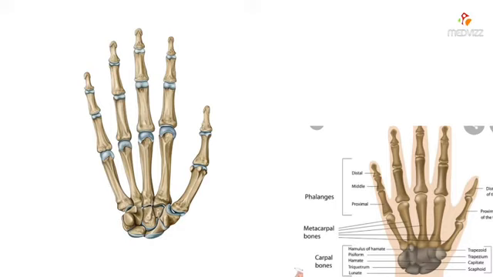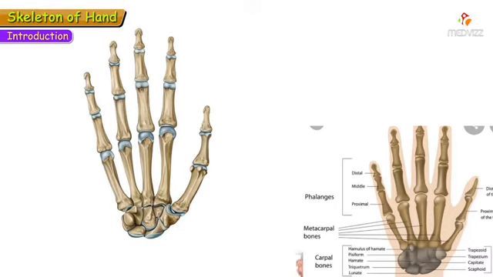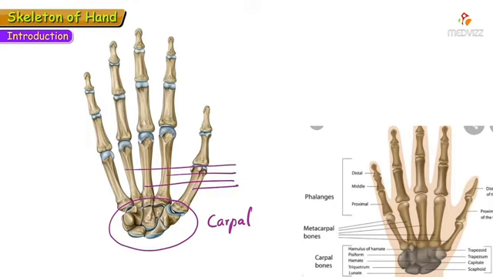Today we will learn about the skeleton of the hand. The skeleton of the hand is made of carpal bones. These are the carpal bones which make the proximal part of the skeleton of the hand. Distal to the carpal bones, there are 5 metacarpal bones. So these are all metacarpal bones.